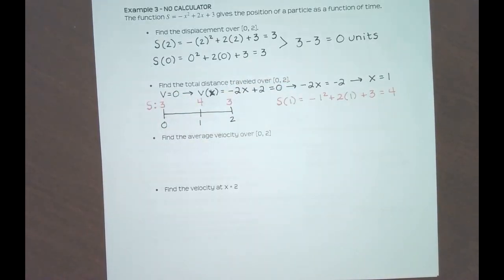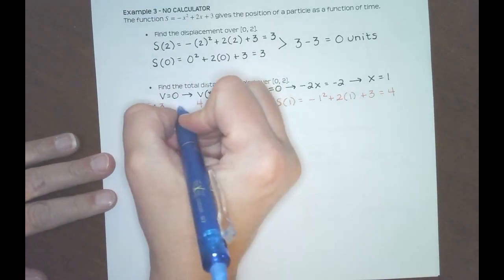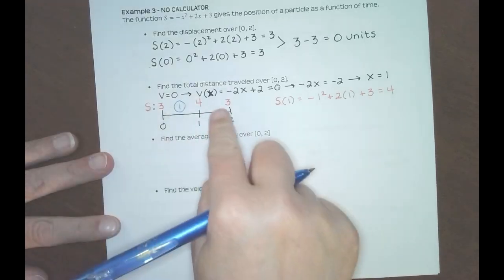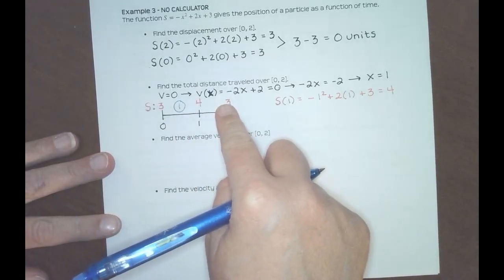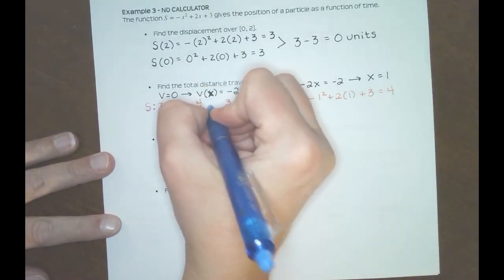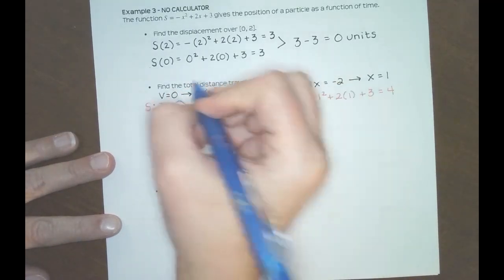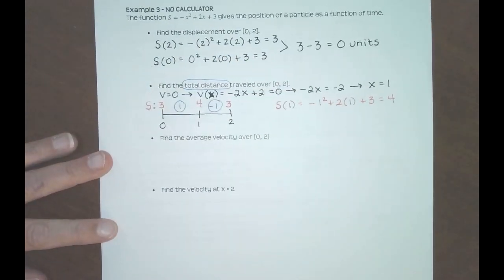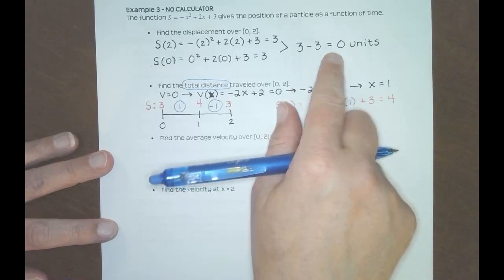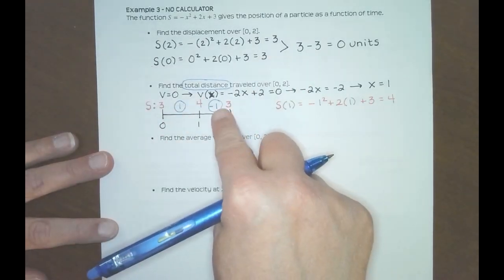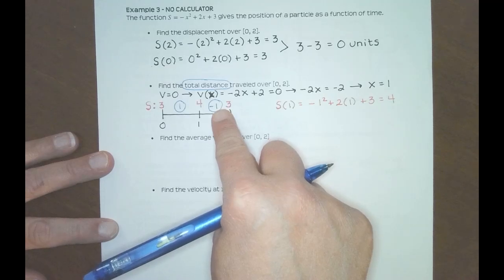Okay, so now how far did we move? Well, to move from 3 to 4, we moved a distance of 1 unit, right? To move from 4 to 3, technically we could say that our displacement is negative 1, okay? But when I'm talking about total distance, I don't want anything to be negative. The reason this came out to be 0 is because 1 and negative 1 makes 0. But this is still a distance of 1 unit, right?